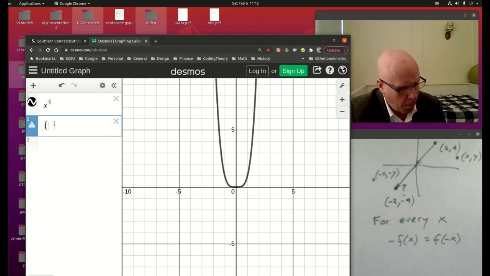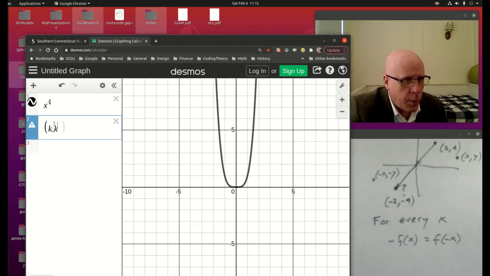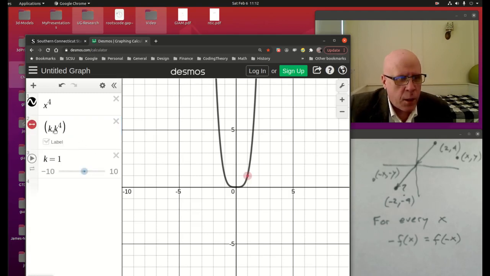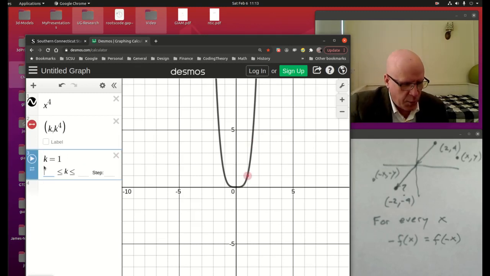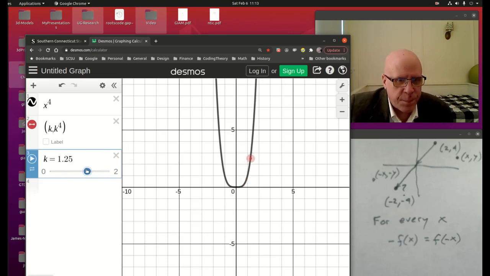Let's call it k and k to the 4th power. And we'll add a slider for k. And now I can use the slider to move that k around. I think that's a terrible span that the default for the slider is. How about we go from 0 to 2? 2 is plenty. Oh, I just said 2 and typed 3. 2. So now I can use the slider to move pretty much on the part of the graph we're seeing.